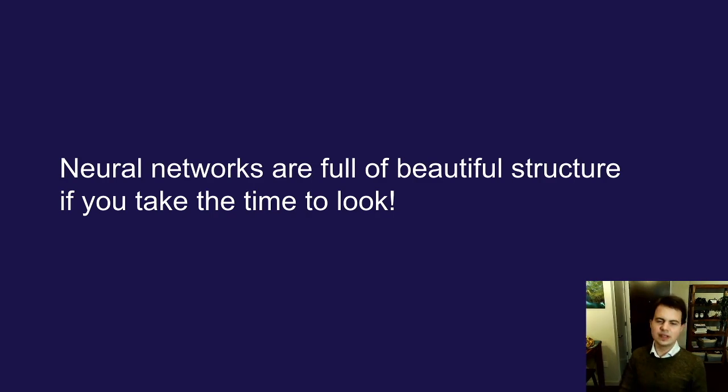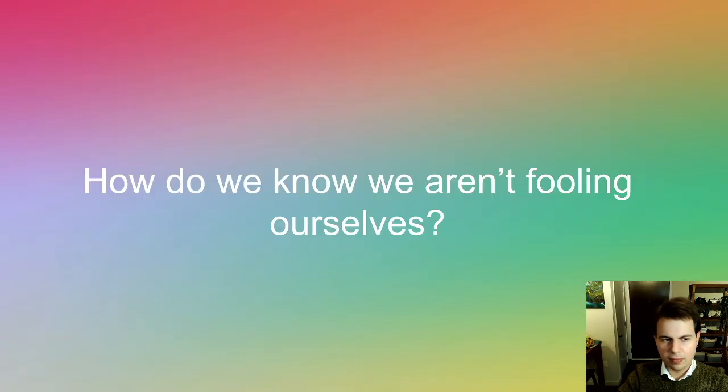So the thing that I really want to emphasize here is that neural networks are full of beautiful structure if you take the time to look. At this point I've spent maybe 6 years honestly primarily looking at a single neural network and trying to understand it. And I think something that's really not appreciated is that if you're willing to look into the details of how these neural networks work, there's a lot of really incredible structure lurking under the surface. So I think that's worth looking at.